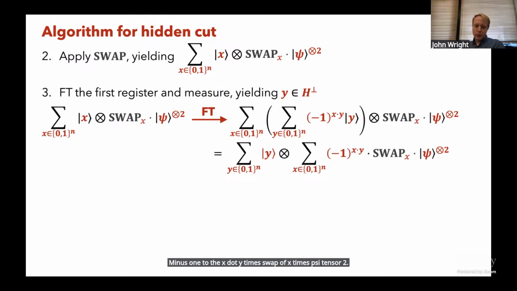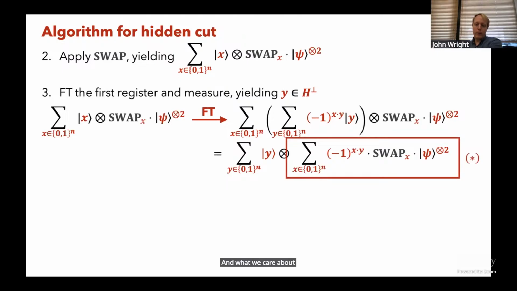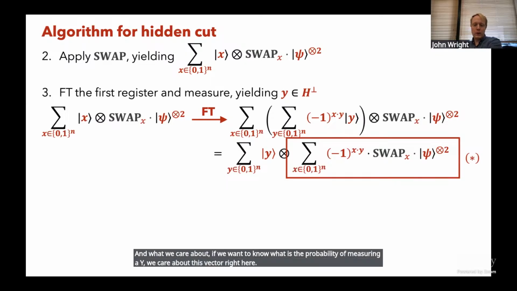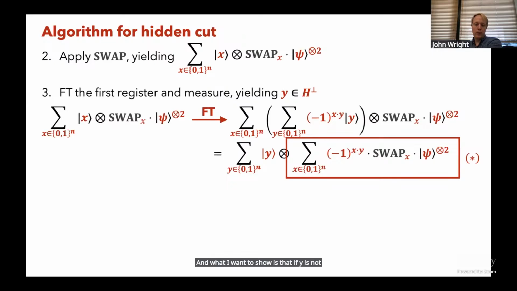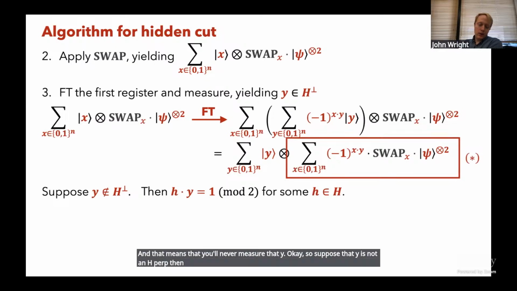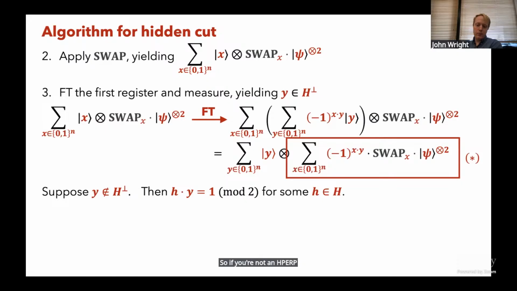And if we want to know the probability of measuring a y, we care about this vector right here. What I want to show is that if y is not in H-perp, then this vector is 0. That means you'll never measure that y. Okay, so suppose that y is not in H-perp. Then what does that mean? You're in H-perp if your dot product is 0 with everything in H. So if you're not in H-perp, then there exists some string lowercase h for which your dot product is equal to 1 mod 2. So let's take that string h.